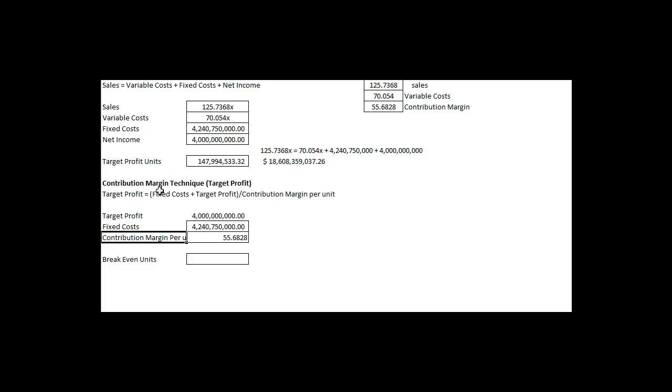So the formula says add the two together, which is what I've done in the mathematical equation. It's just a different process. I then divide by the contribution margin per unit to come up with the same 147 million, 48 million barrels of beer.